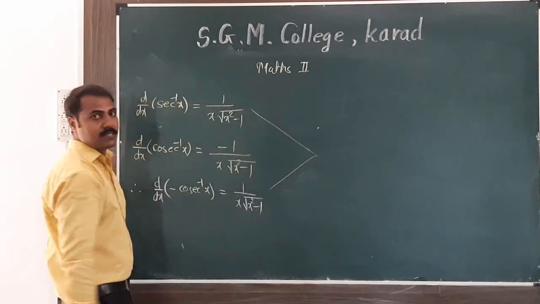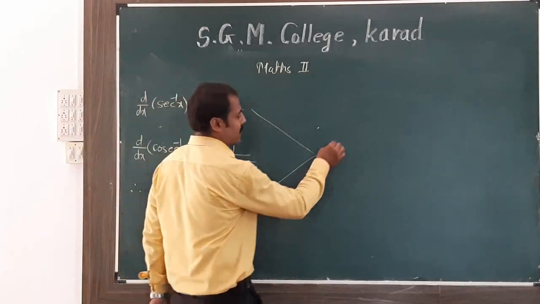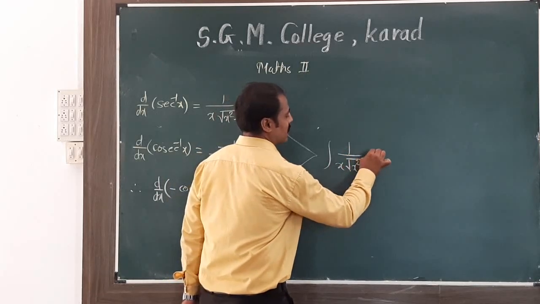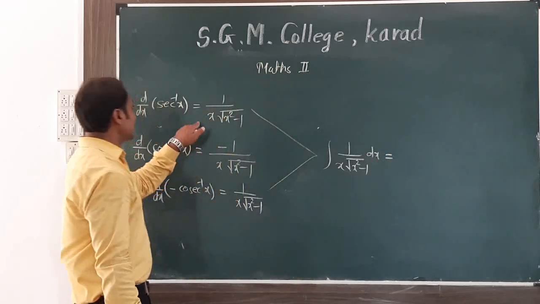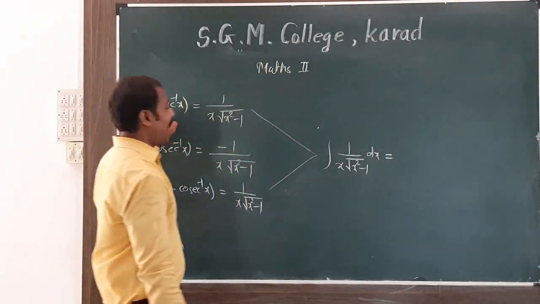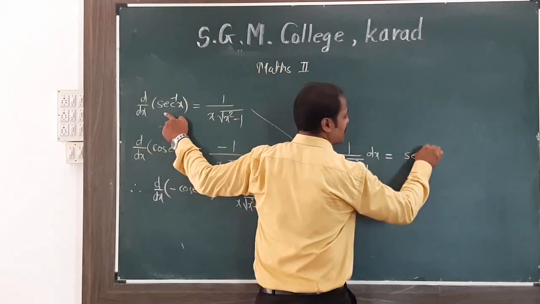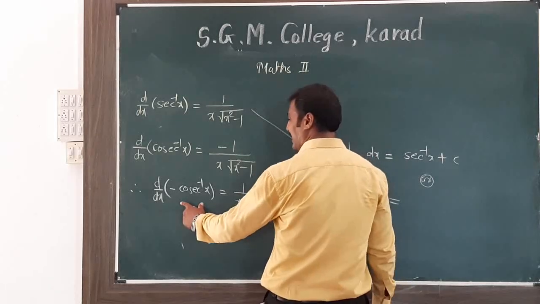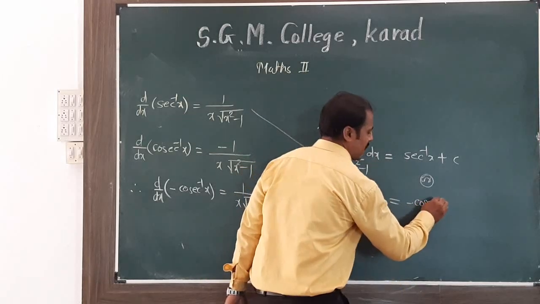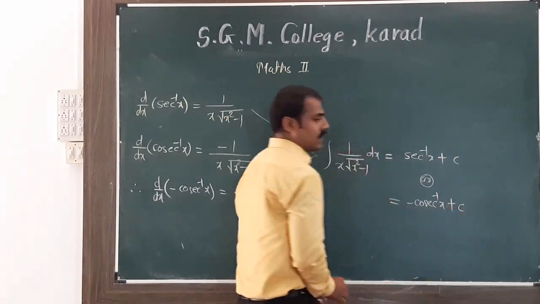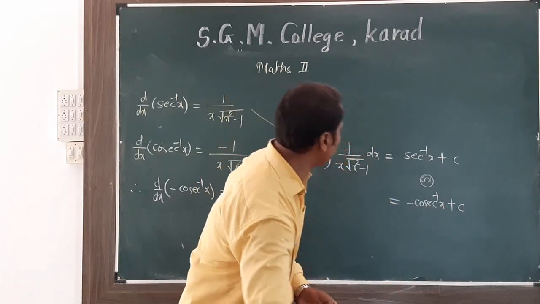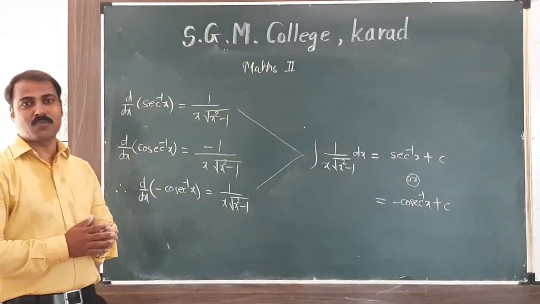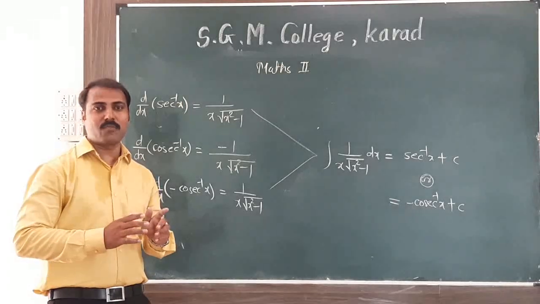From these two formulas, we find the formula for integration of 1 upon x root of x square minus 1 with respect to x is equal to what? It is either sec inverse x plus c, or from the second it is minus cosec inverse x plus c. So here are the formulas of integrations from derivatives. I think you understand these formulas very well, and revise the formulas.